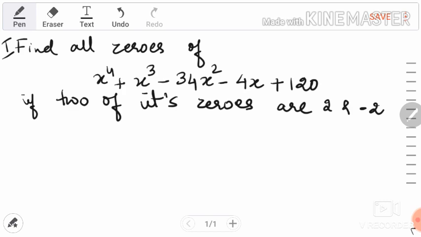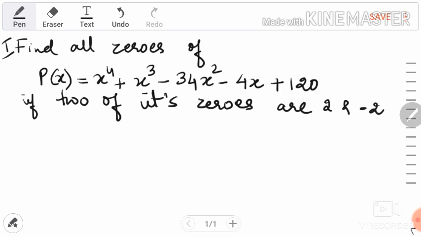To understand the process of finding all zeros when some of the zeros are given, let us consider this problem. Find all zeros of the given polynomial in x if two of its zeros are 2 and minus 2. Now the degree of the polynomial is 4 and two zeros are known. That means you need to find two more zeros because in all it will have 4 zeros.